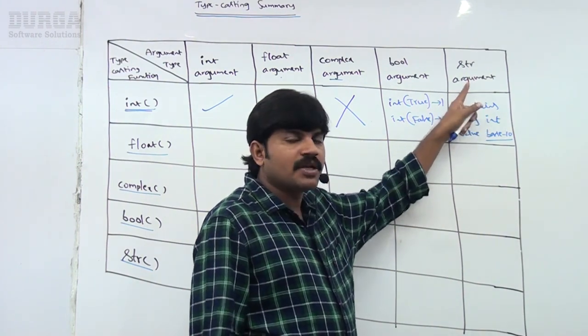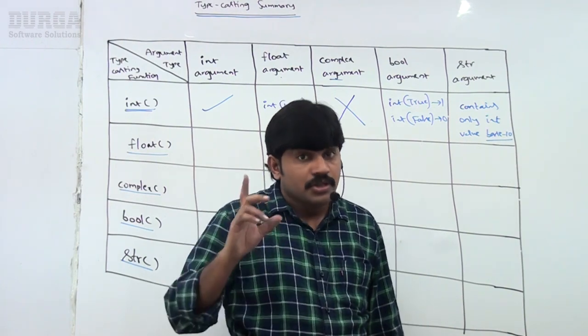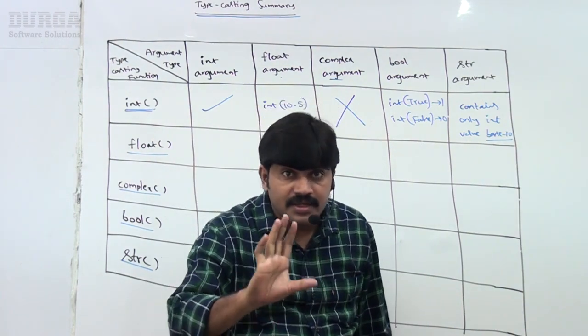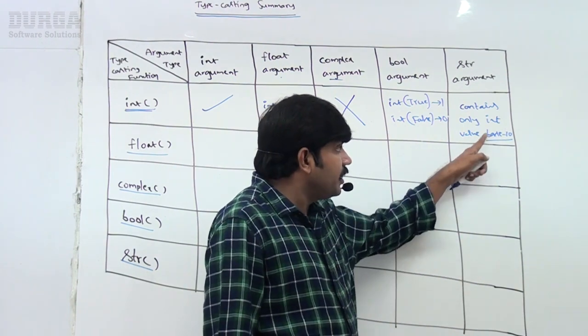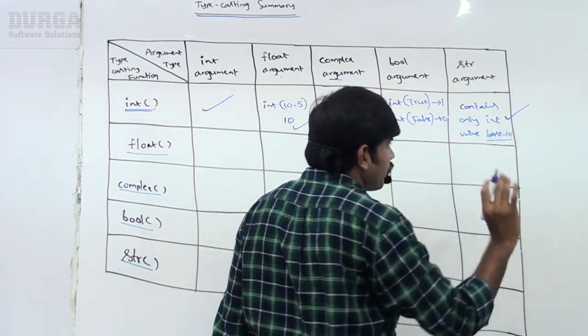If you are passing a string argument, if you are trying to convert a string to an int value, the string should compulsorily contain an integral number internally and should be in base 10. Okay, conversion is possible, but you have to be aware of this rule.